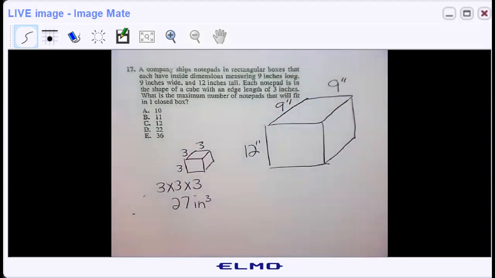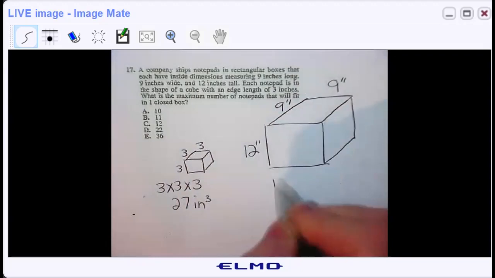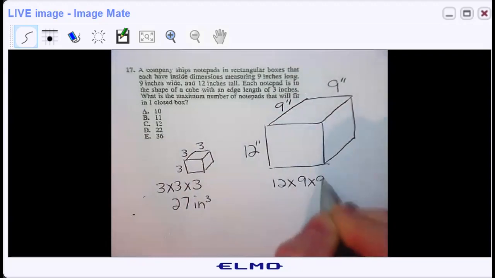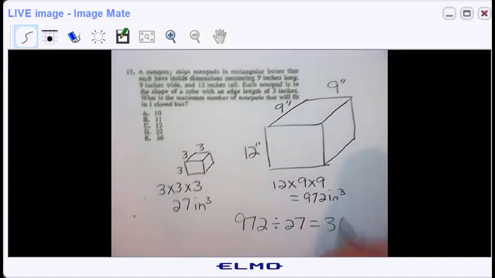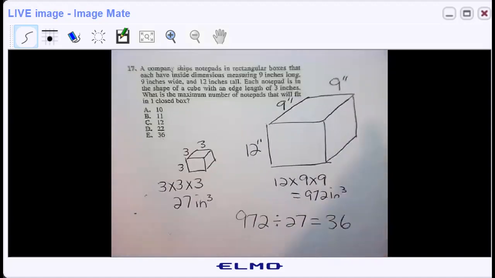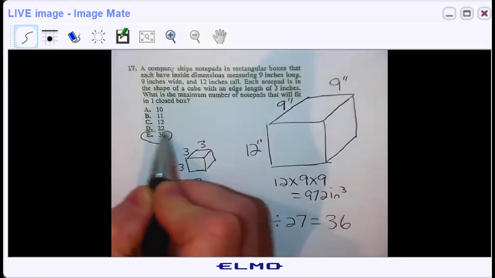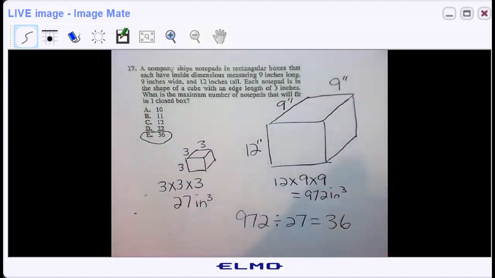And then we can do the math of the big box, 12 times 9 times 9. And that's going to be 972. And then just like we did earlier, we can take the box that we're trying to fit these sticky notes in and divide by 27. And that gives us 36. So 36 would be the number of sticky notes we could pack inside of the box.